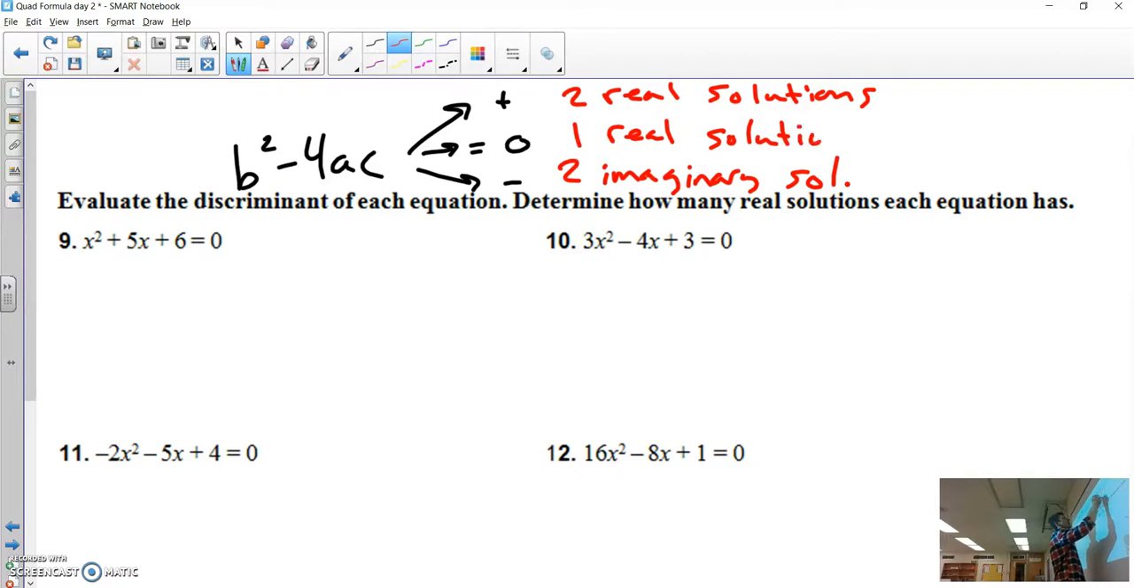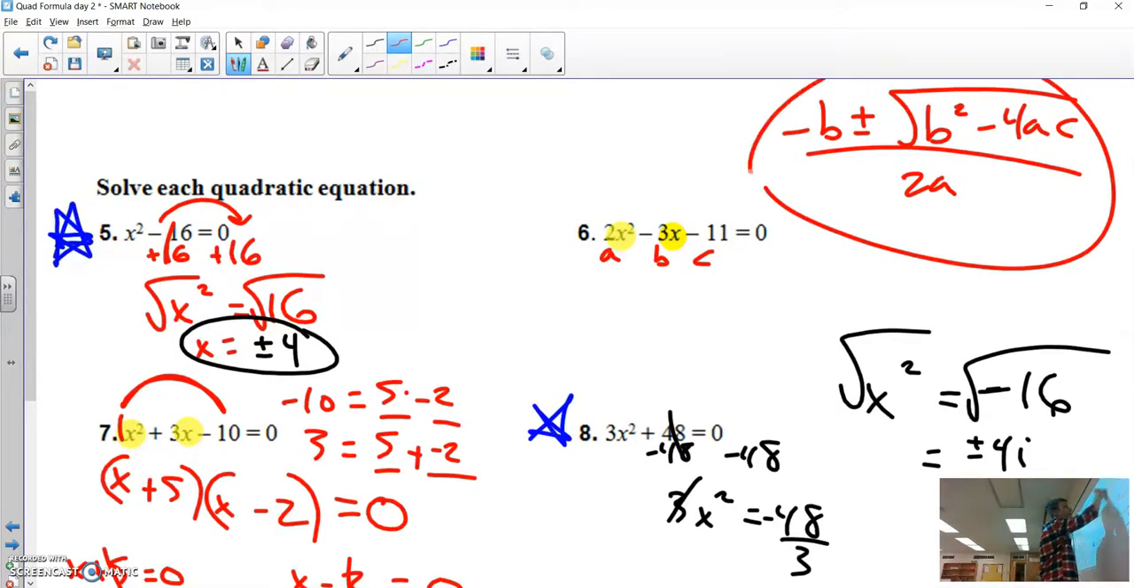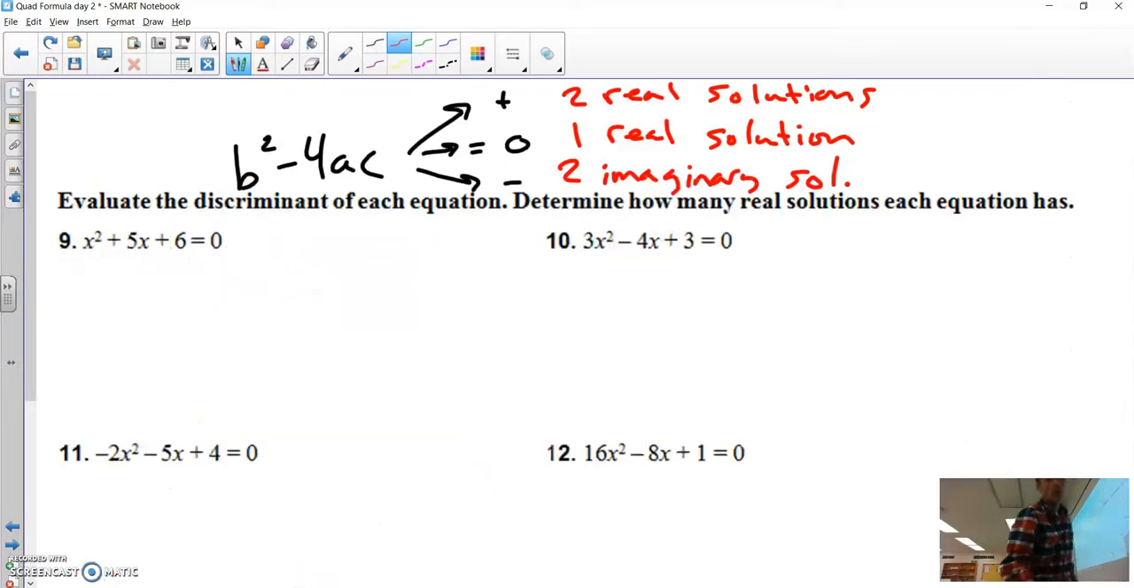Okay? So remember, this formula, all it does is tell me how many there are. It doesn't tell me what the solution is. That's what the quadratic formula does. Okay? But for this one, we just need to figure out what part of that formula would be and talk about what it means in terms of how many answers we should look for. All right, so let's do one together. This is your A is 1, B is 5, C is 6.